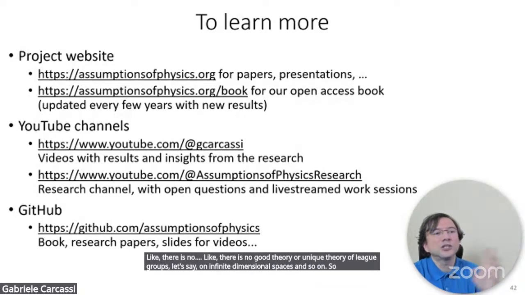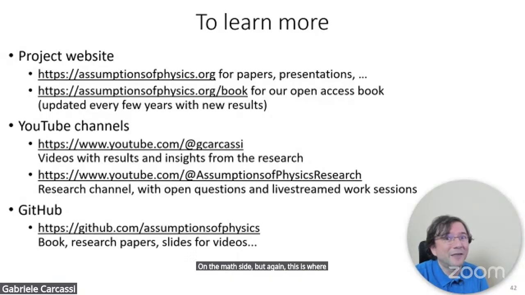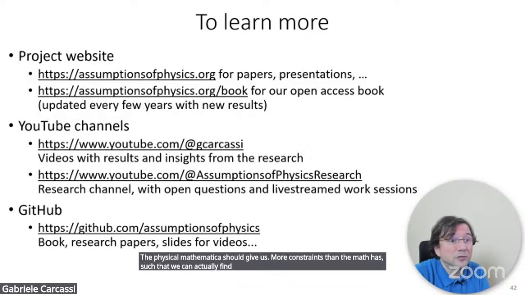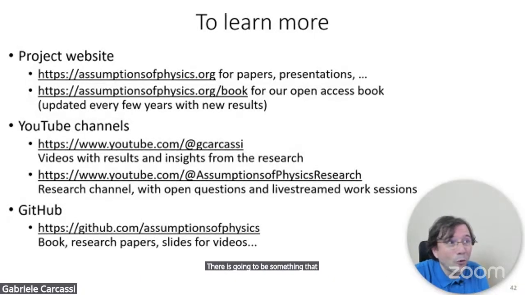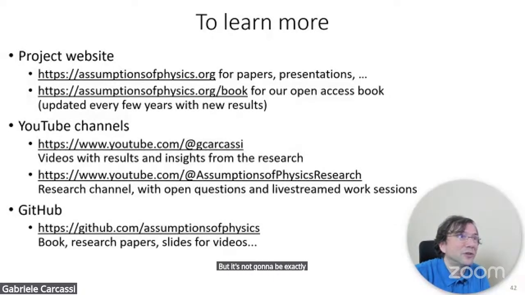So there are lots of problems on the math side. But again, this is where I think the physical mathematics should give us more constraints than the math has, such that we can actually find the good structure. So the short answer is there is going to be something that plays the role of differential topology, differential geometry, and Clifford algebra, but it's not going to be exactly that, because again, those mathematical definitions weren't thought up with the idea of working in all the types of spaces that we need in physics.